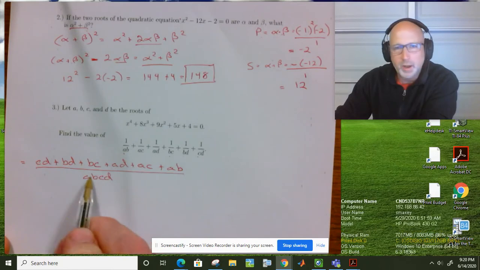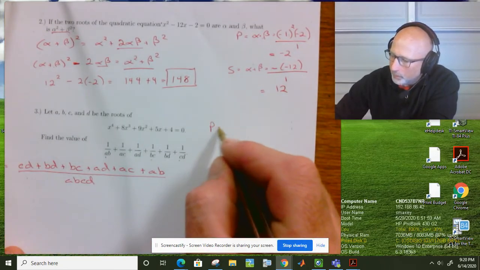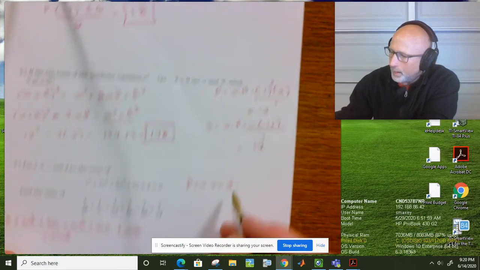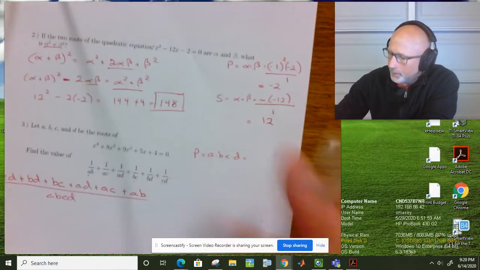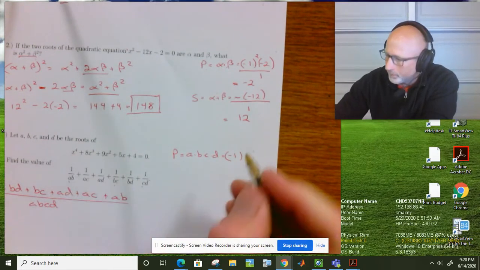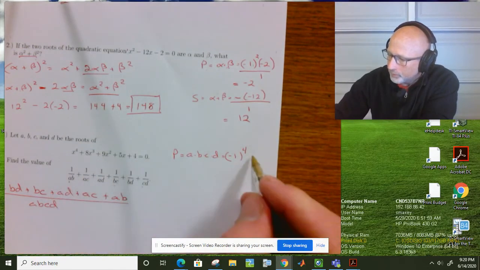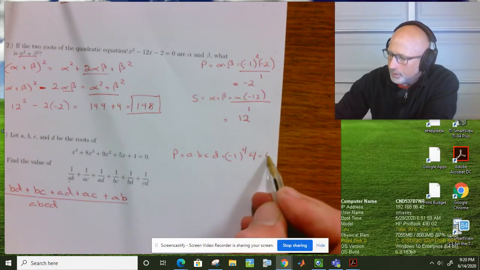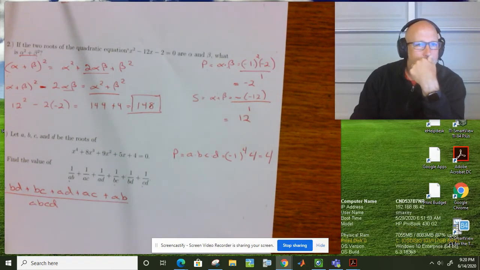Well, sweet. Look, this is the product of the roots. Super easy. So the product of the roots here is going to be equal to A times B times C times D. And by the formula that we had up here, this is going to be -1 to the 4th power times A naught. A naught is the constant, so that's just 4, all over the leading coefficient, which is 1. So that is simply going to be 4. Okay, so the bottom number there is just going to be 4.